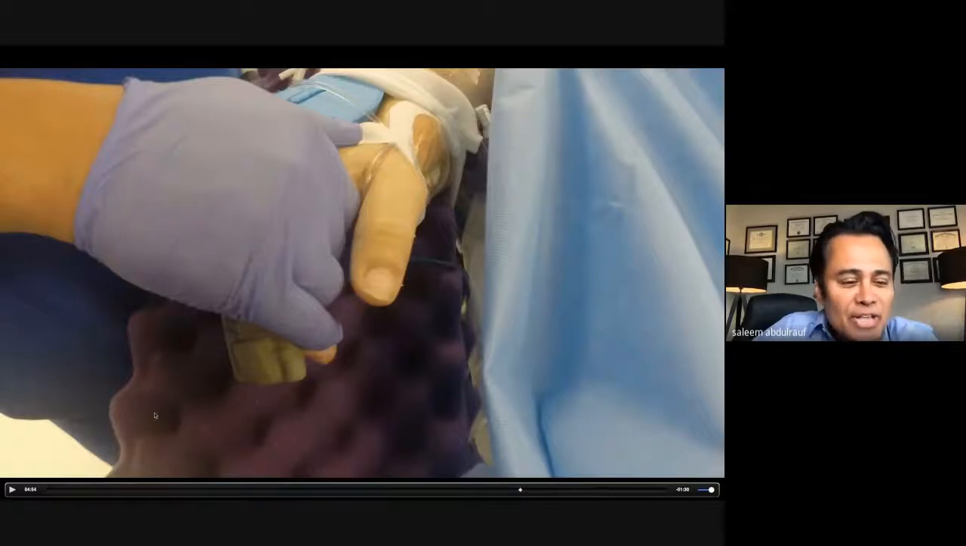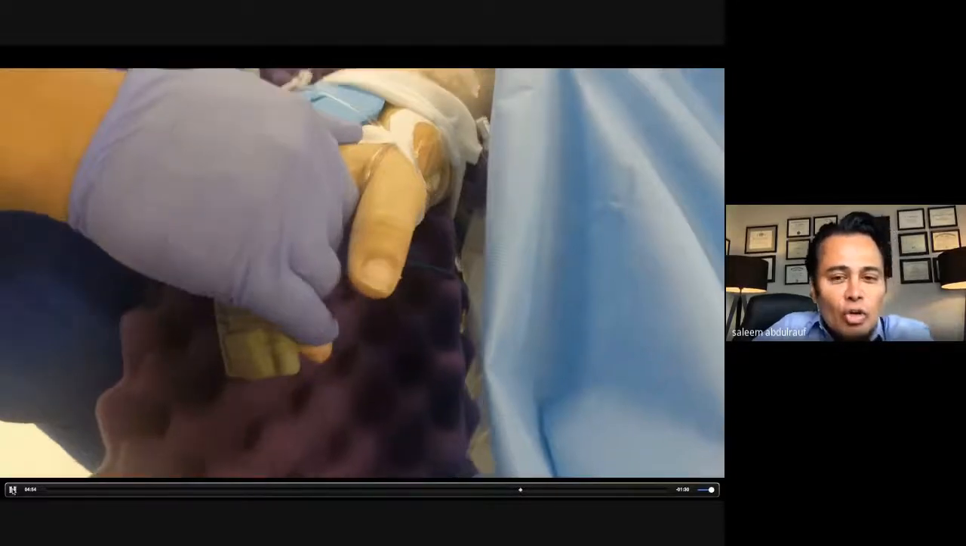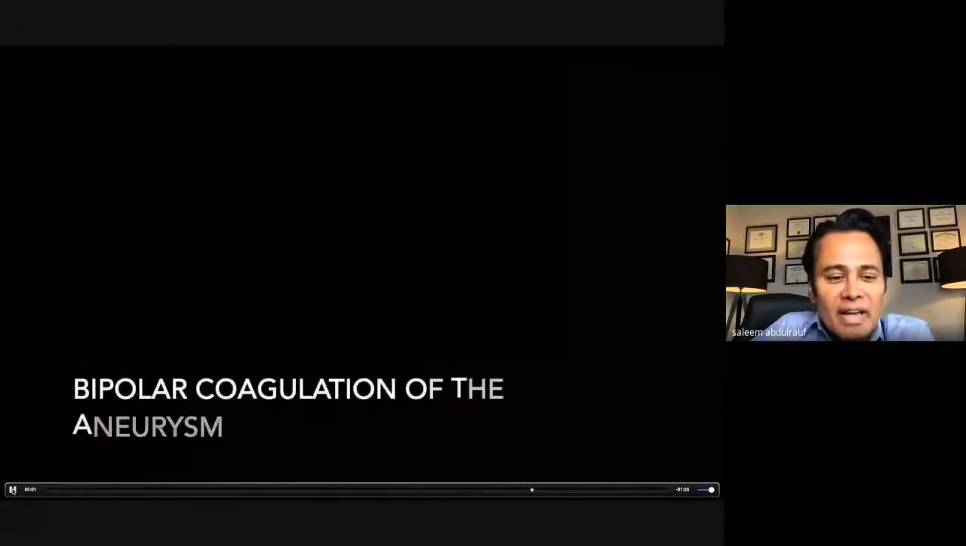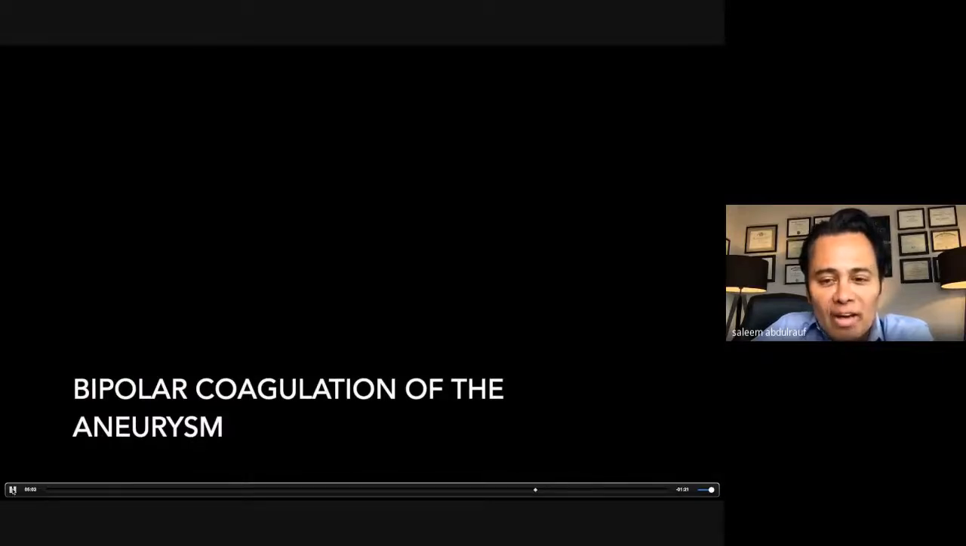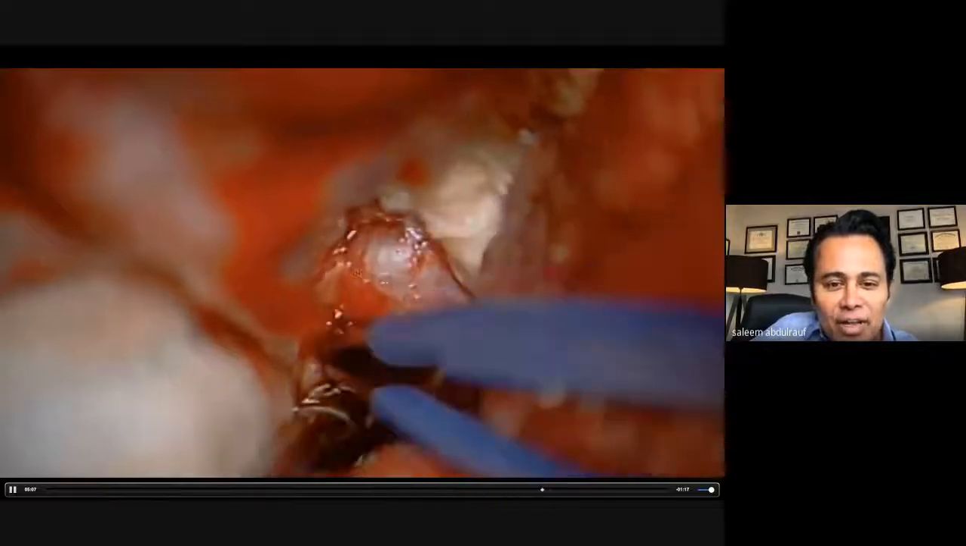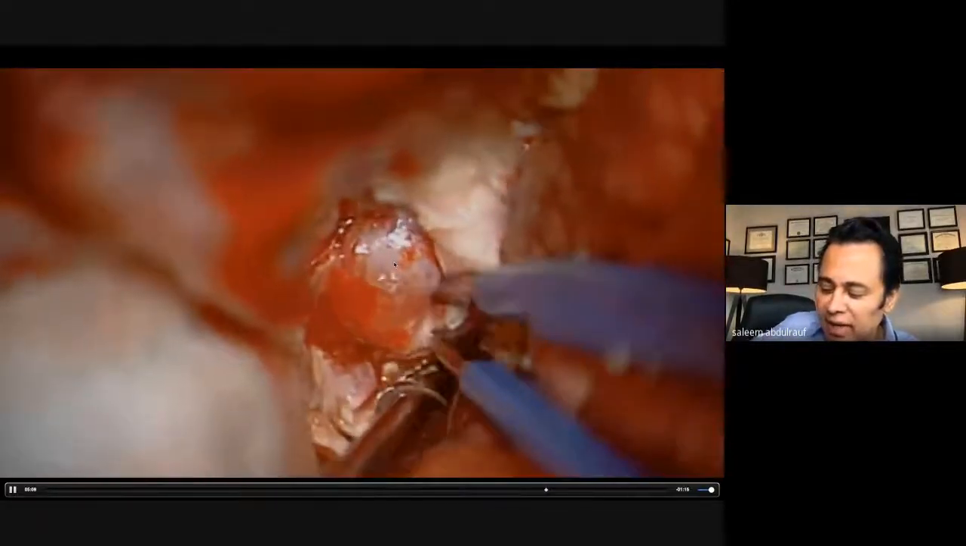Now I'm 100% comfortable. While the carotid is occluded, the patient is talking to me. She's doing fine, meaning I have very good collateral flow. I'm comfortable. I'm not nervous. Now I do my regular thing where I bipolar coagulate the aneurysm.